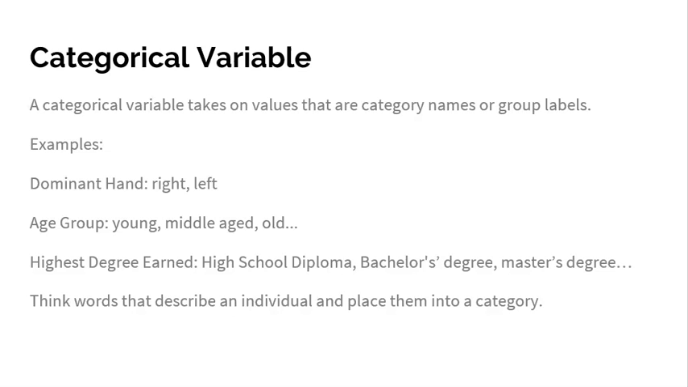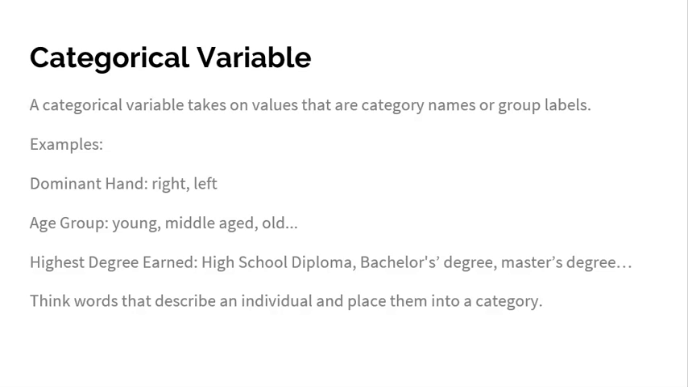Another example is the highest degree you have earned. Do you have no diploma at all? High school diploma, a bachelor's degree, a master's degree? Again, it's a category that you go into. So think of it like that. Now, the best way to understand a categorical variable is think words that describe an individual and place them into a category. So 99% of the time, we can come up with one example where it's not, but 99% of the time, for a categorical variable, the answer to the question is going to be a word.